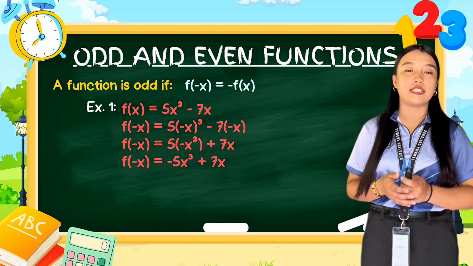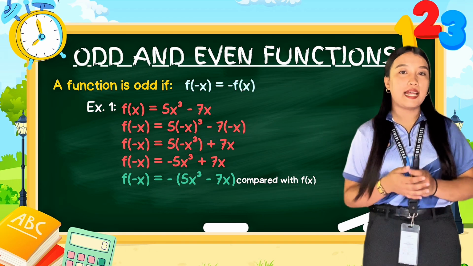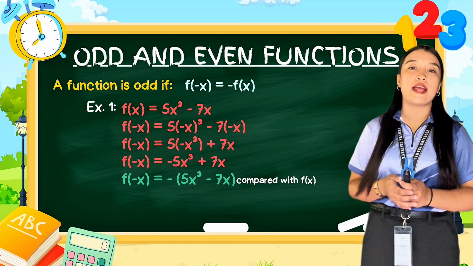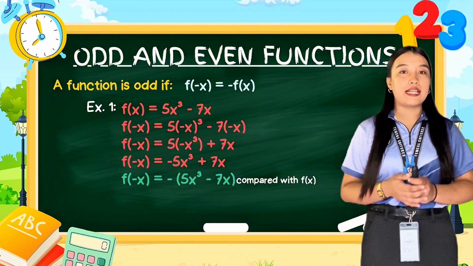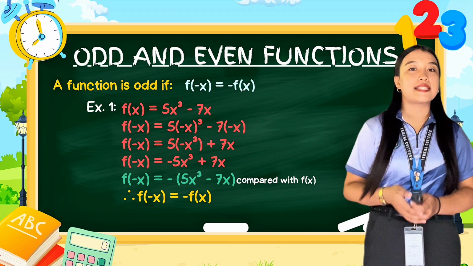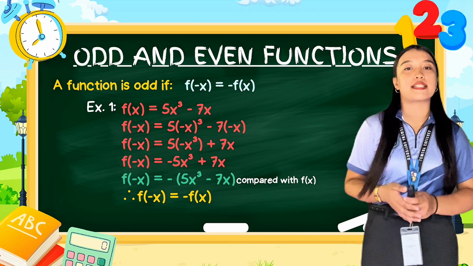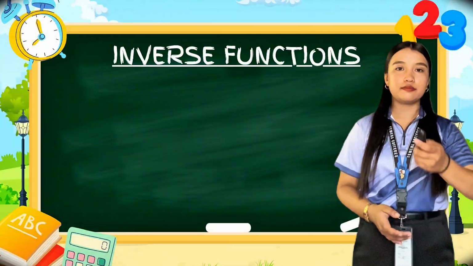So factoring the negative sign, we have f of negative x equals negative open parenthesis 5x cubed minus 7x close parenthesis. That expression matches the negative of the original function, which is read as f of negative x equals negative f of x. Therefore, the function is odd.